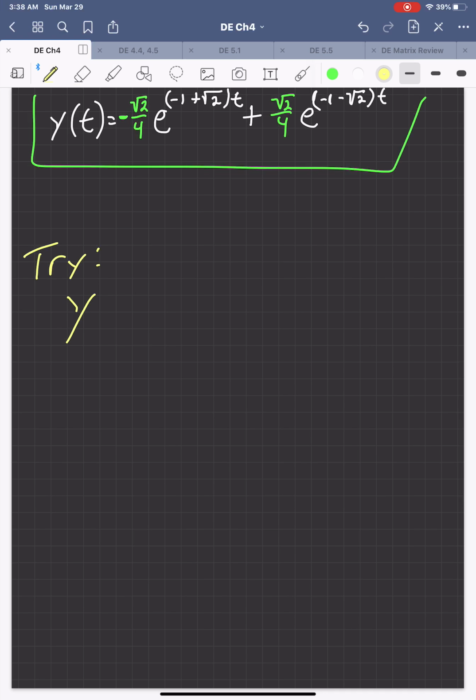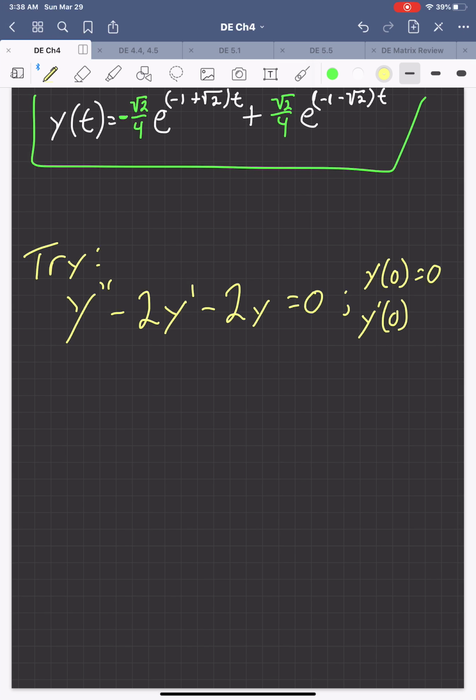Let's say you have y double prime minus 2y prime minus 2y is equal to 0. And you have the initial conditions that y of 0 is 0, and y prime of 0 is equal to 3. Now, what you're staring at is very similar to example 2.